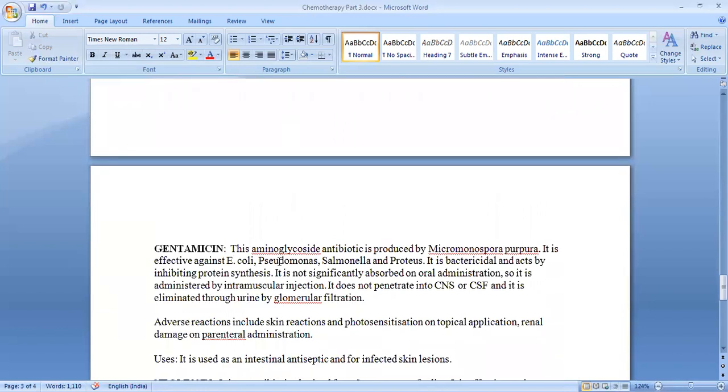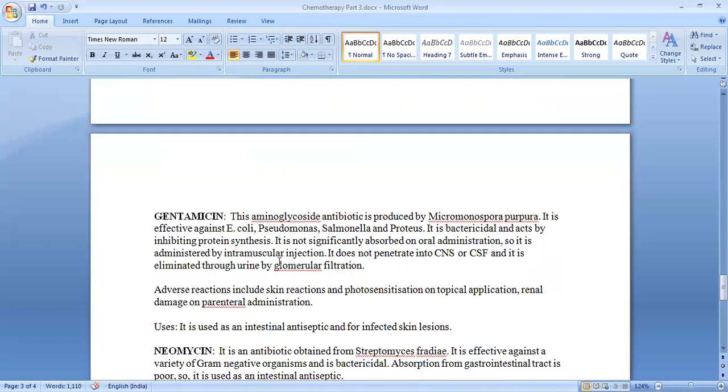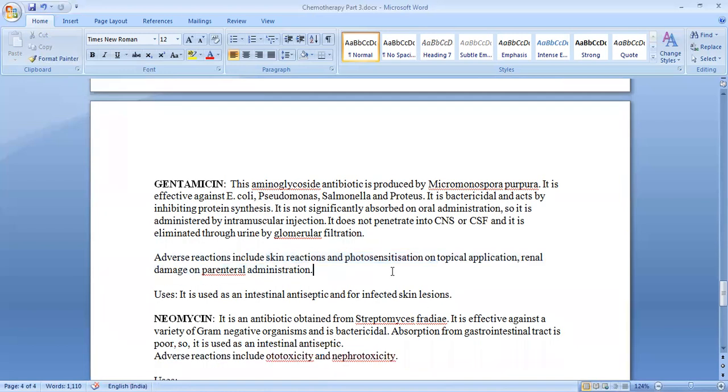Now, gentamicin is a bactericidal antibiotic. It is not much absorbed when you give it orally, so it is given intramuscularly. Okay? And it is used as an intestinal antiseptic. It can also be used topically whenever somebody has some skin infection. Gentamicin can be used, but if it is used on the skin, it can cause some side effects like skin reactions and photosensitization. If it is given parenterally, it can cause renal damage also.